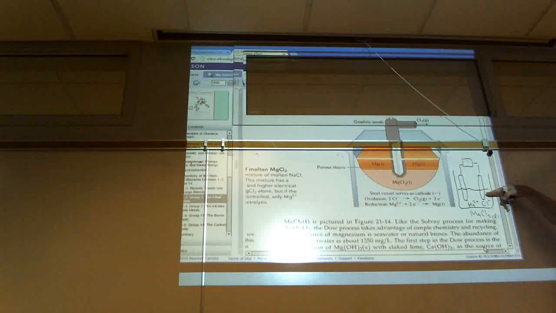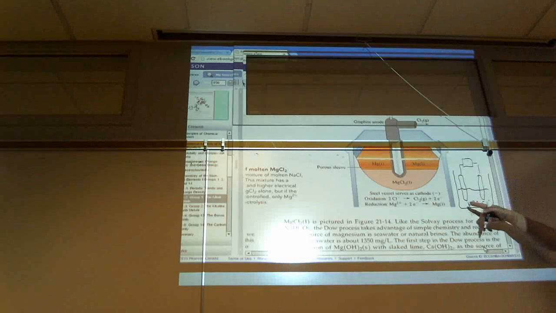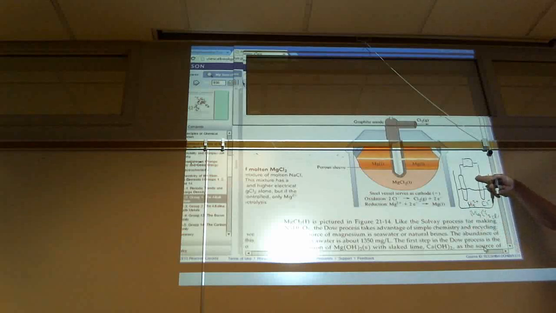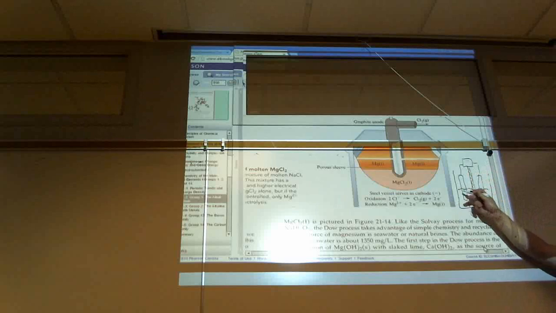In this case, what would you generate here? This would be the anode of the electrolytic cell, right? So what would you generate at the anode of the electrolytic cell? Chlorine gas. And at the cathode? Magnesium, no, not magnesium solid, magnesium liquid. The liquid magnesium would float on the surface of this, so you need a barrier here to prevent the liquid magnesium from coming into contact with the chlorine gas.